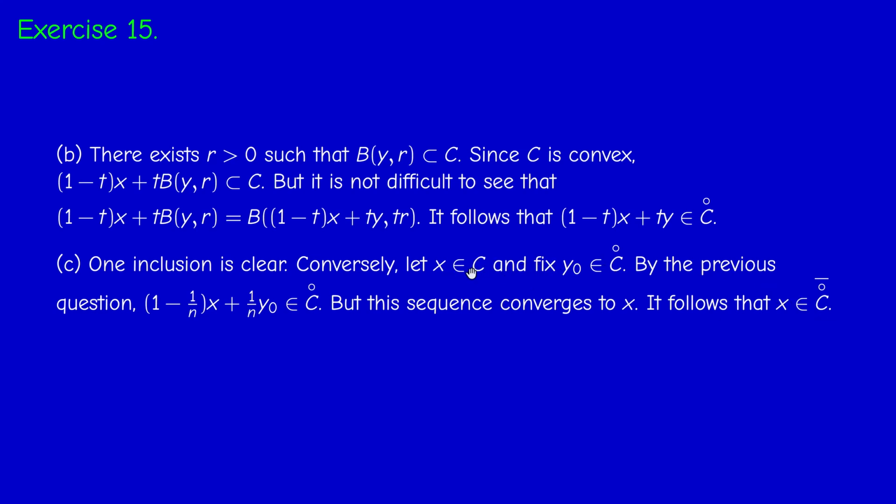But by definition of the closure of a set, this is closed. This is a closed set containing C. But C bar is the smallest closed set containing C. So C bar is contained in that bigger set. And therefore we have equality. So this is by definition of the closure.